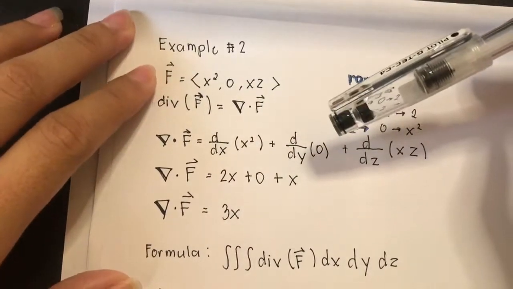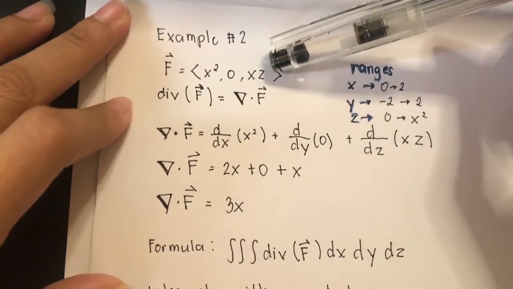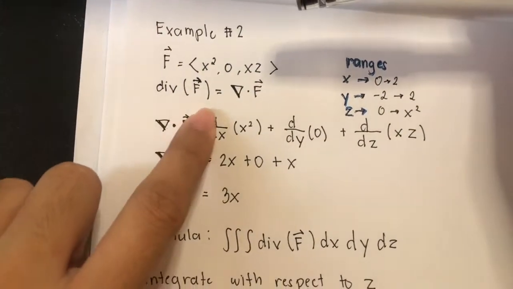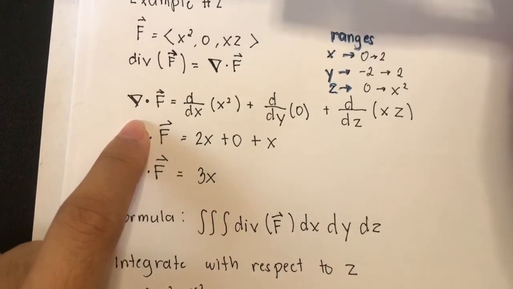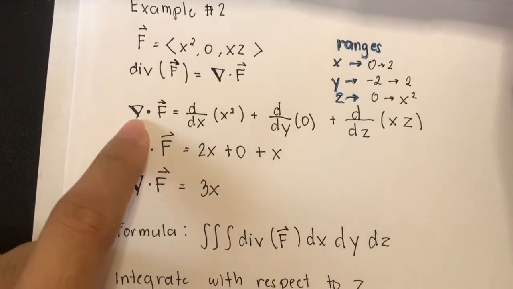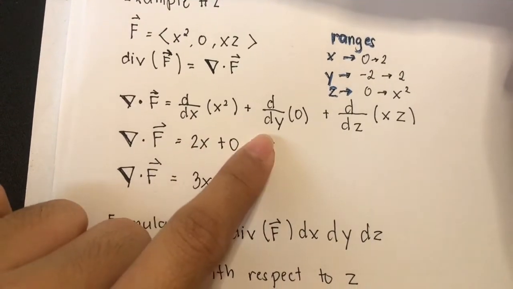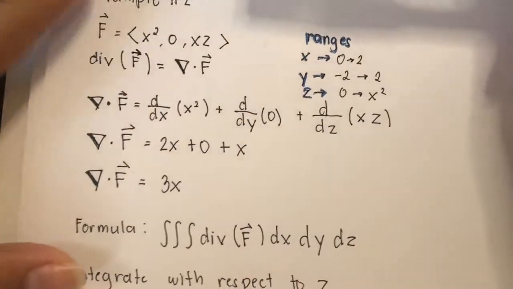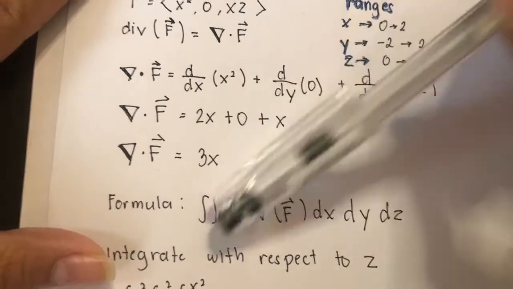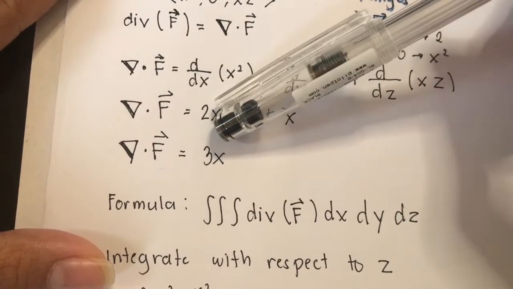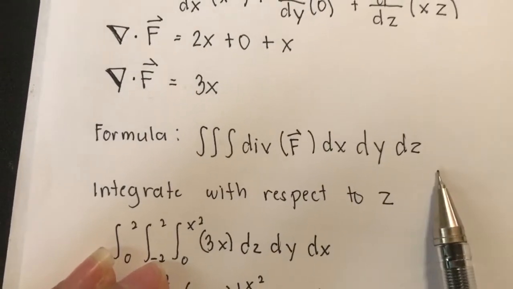So let's start with a given vector field equal to x squared, 0, and xz. Recall that the divergence of f is equal to del dot the vector field f. Therefore, del dot f is equal to d/dx of x squared plus d/dy of 0 plus d/dz of xz. Differentiating will give us 2x plus 0 plus x. Therefore, our del dot f is equal to 3x. Then we apply our formula, which is the divergence theorem.